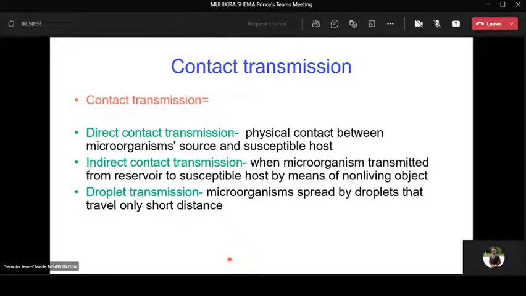So there is direct contact transmission. If we say contact, that is physical contact between the organism source and the susceptible host. Indirect contact transmission is when the microorganism is transmitted from the source to the susceptible host by a non-living object.